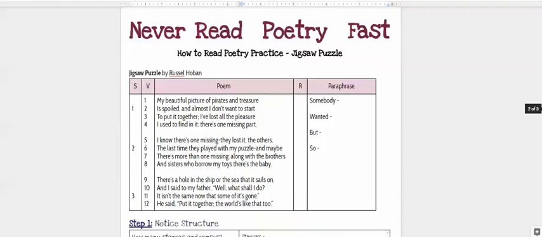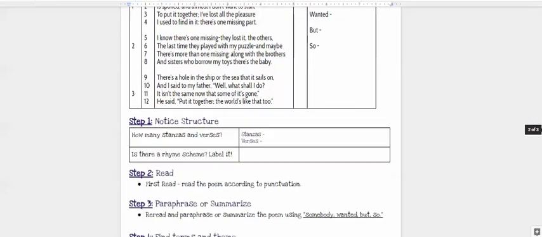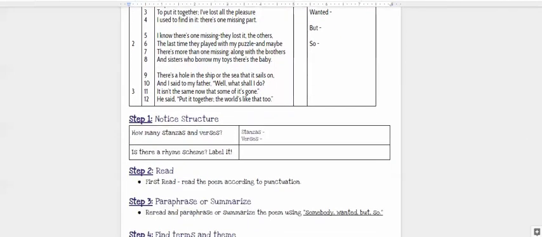Now we're actually going to read a poem together, and I'm going to run through the 4 steps so you understand it. We're going to read this poem called The Jigsaw Puzzle by Russell Hoban. You may stop this video as often as you need to really understand the poem and to write down the things that we do as we go, because the most important thing is that you do understand these 4 steps.